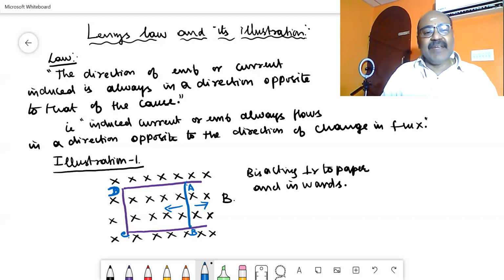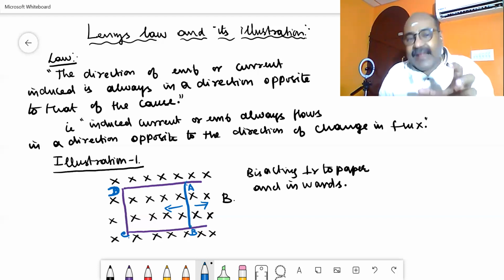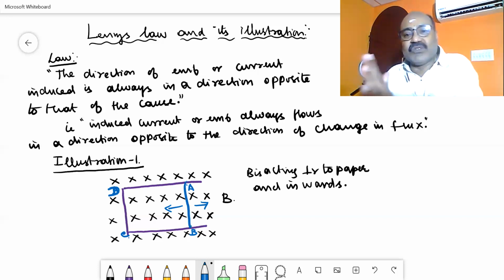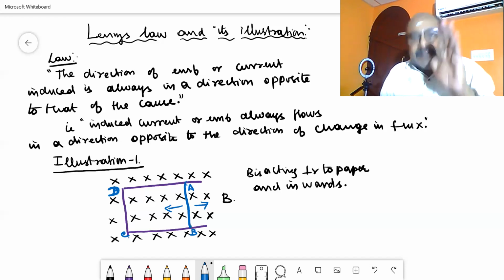So ABCD is a rectangular frame which is placed inside that magnetic field, and the end AB is free to move. Either it can move inside or outside. By moving this end AB inside, the area can be decreased. When the area is decreased, the flux decreases. So I can produce a change in flux.